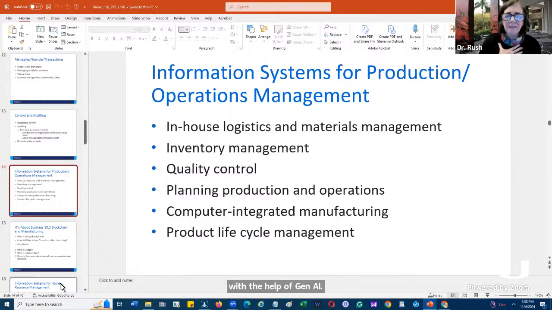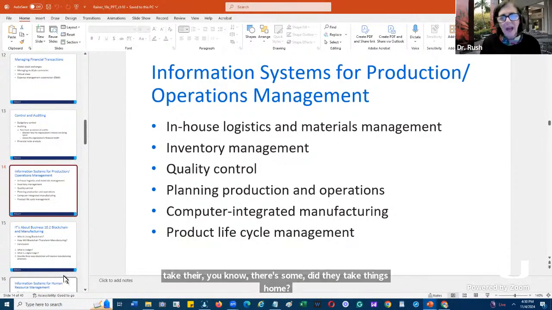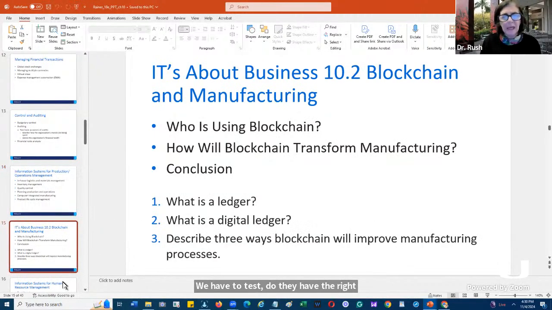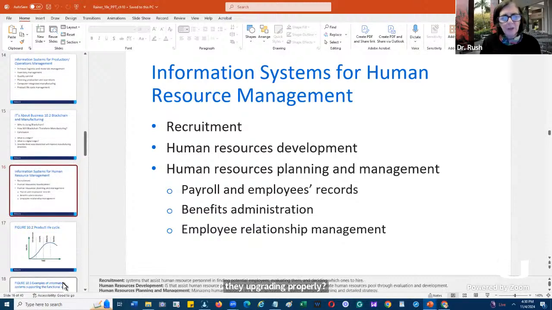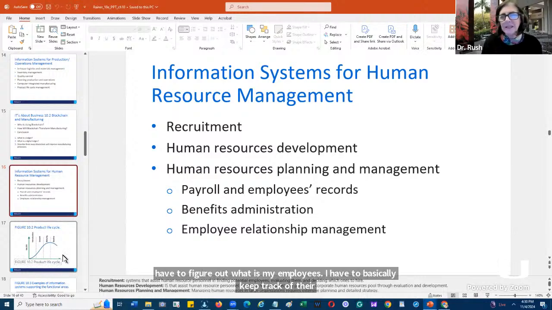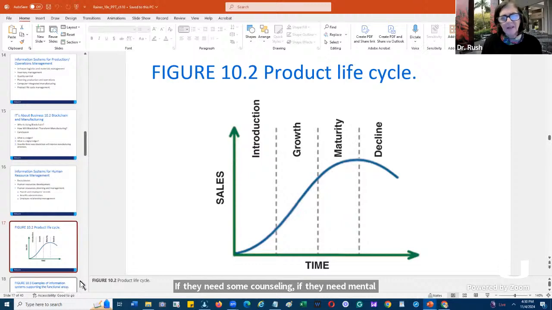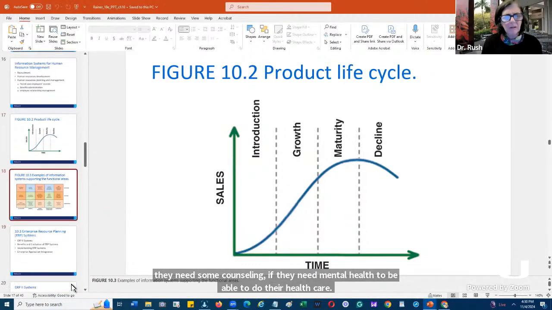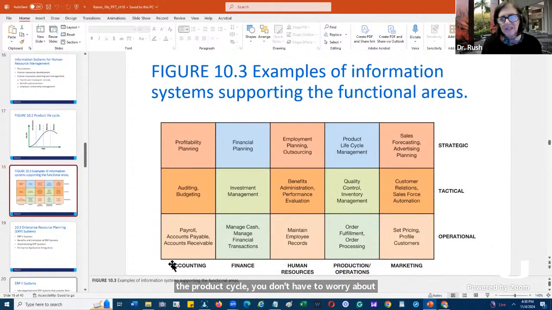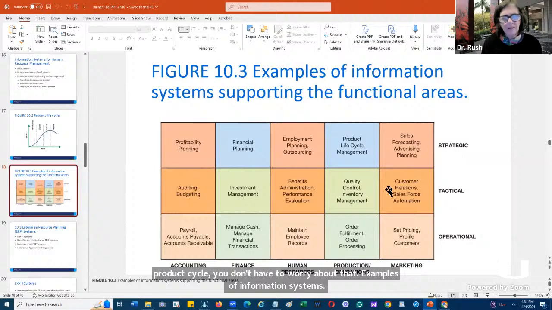And that's what they're talking about: information systems for production and planning. It's the same thing. What kind of inventory do we have? Did people take things home? We have to test, do they have the right quality? Are they upgrading properly? Then human resource planning. I have to figure out who my employees are, keep track of their learning, and give them proper counseling, maybe mental health support, to be able to do their health care, all of this. And here they're just talking about the product cycle. You don't have to worry about that. Examples of information systems, whether on the operational level, the tactical level, or the strategic level.